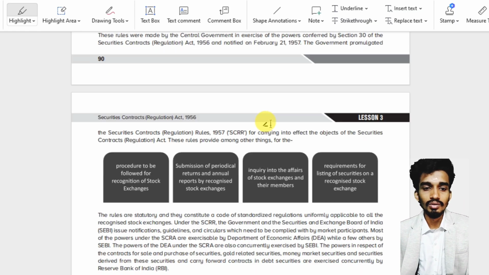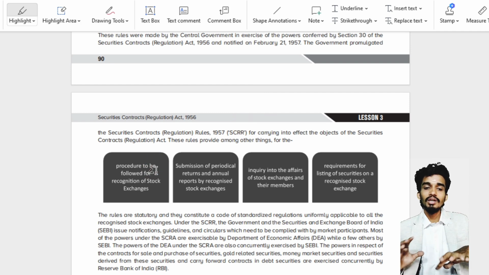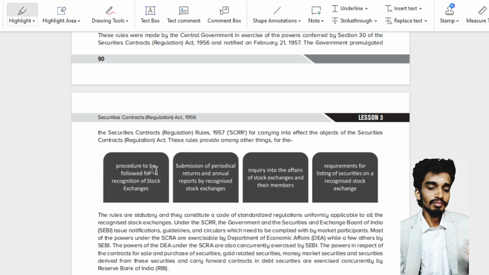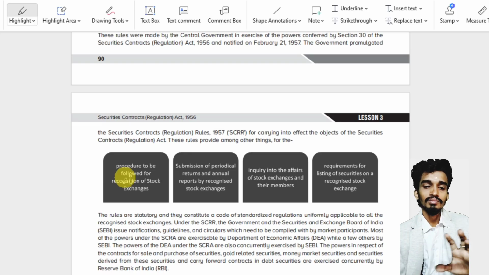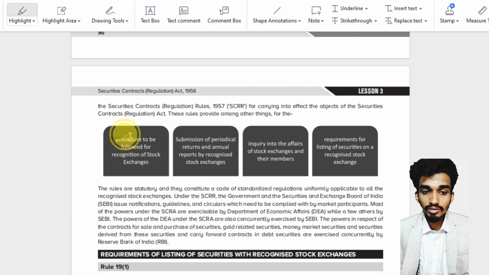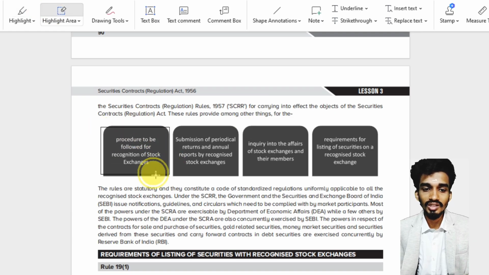Okay. So what is the objective? The main objective of the act is to prevent any undesirable transactions, to protect the investors, and to regulate the business entities who are dealing in the purchase and sale of securities. That is the objective of the act. But what is the objective of the rules? The rules mean the procedures to be followed by the recognized stock exchange.